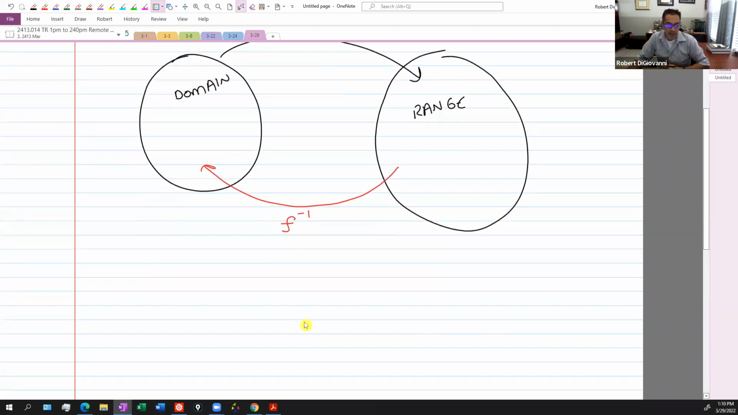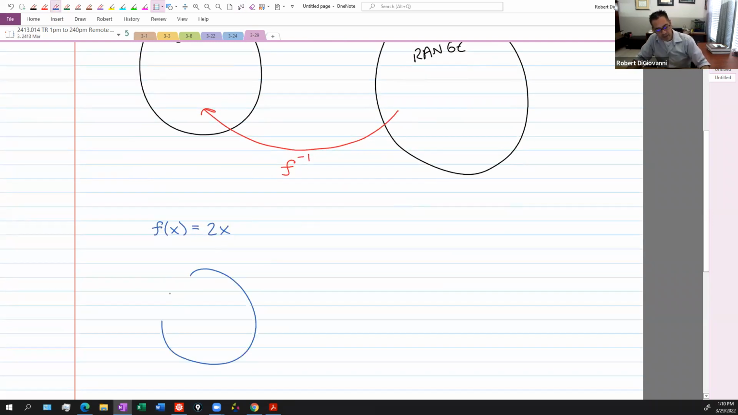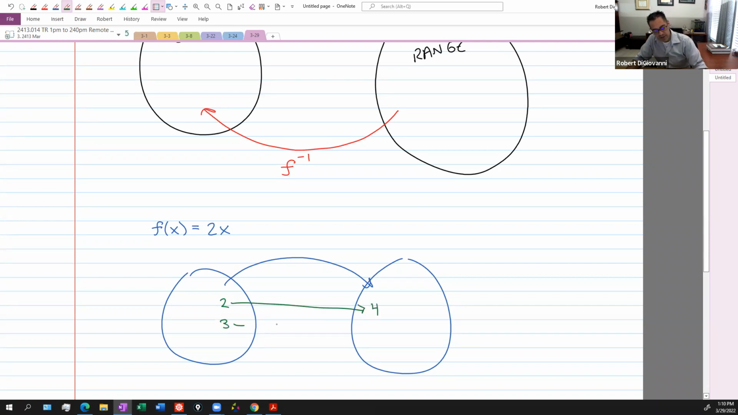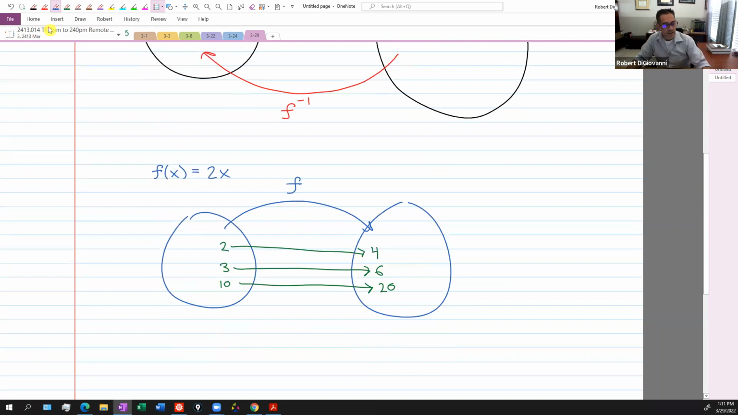I'll give you a specific example of a function and its inverse. If you take the function f of x equals 2x, then what that does is it takes things in and doubles them. It takes 2 and sends it to 4, takes 3 and sends it to 6, takes 10 and sends it to 20. That's what the function f does. The inverse of this function should send all those numbers back to where they came from. And the inverse function in this case, can someone tell me what it is? The function that would basically undo what we just did?